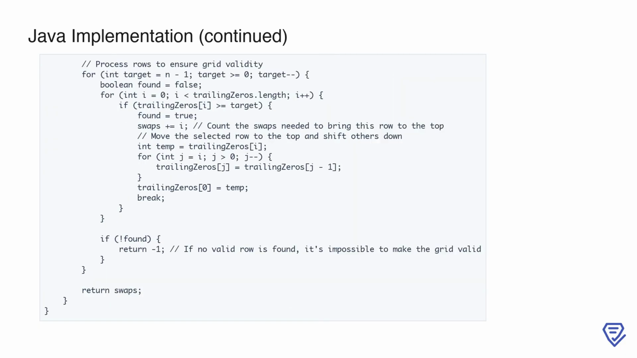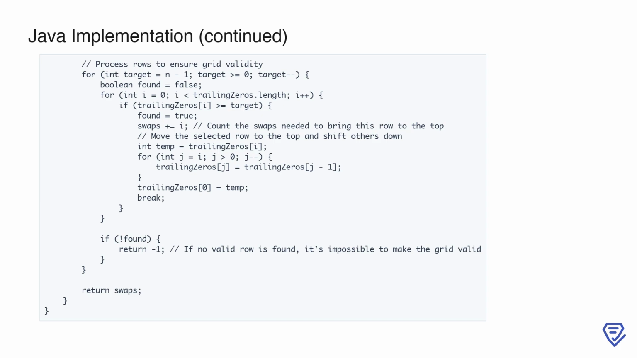Now, we shift our focus to processing the rows to ensure the grid becomes valid. Starting from the bottommost row, represented by the target index, we check if there's a row above it with enough trailing zeros to satisfy the constraints. This is done using a loop to iterate through the trailing zeros array. If a suitable row is found, we mark it as valid and calculate the number of swaps required to bring it to the top of the grid.